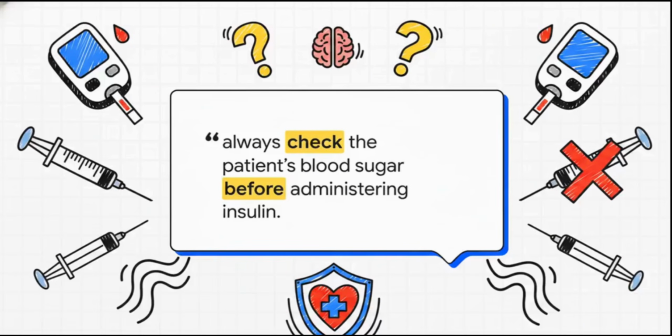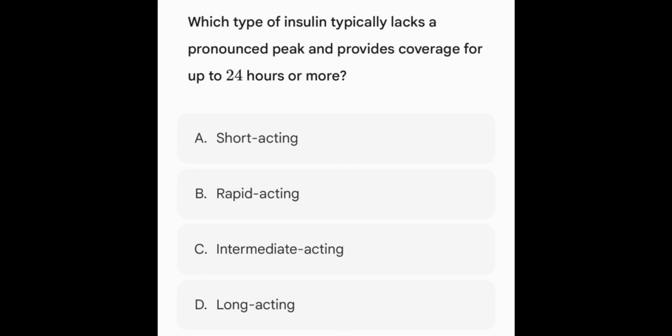A key nursing consideration is to always check the patient's blood sugar before administering insulin. If the level is already normal or low, we don't want to give insulin because dropping it any further can be dangerous. Now, let's go over a few questions, just as we said at the beginning.